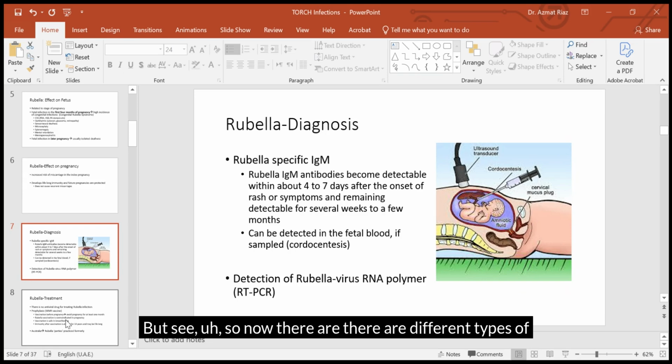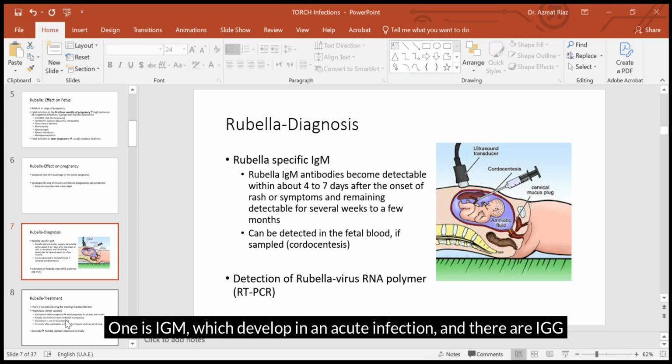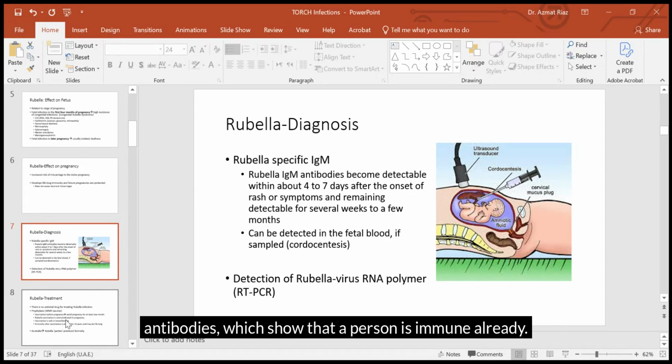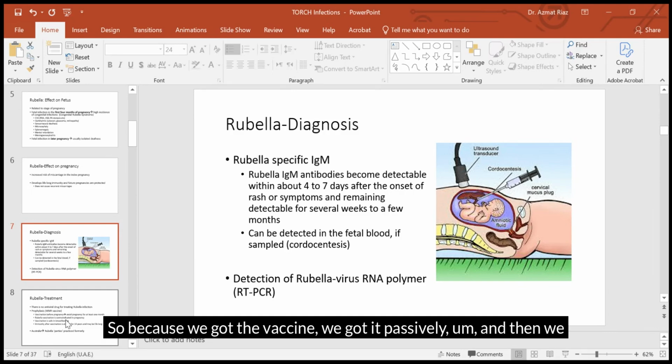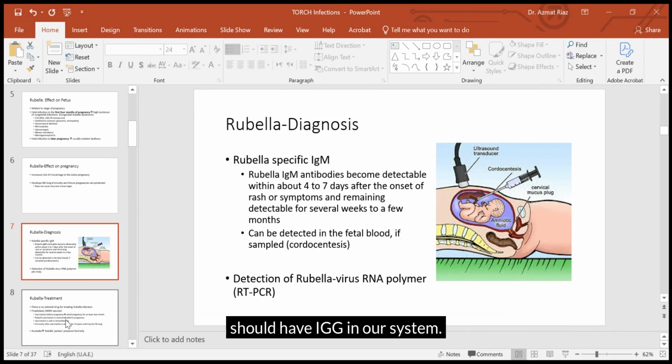It's by serology. Serology means taking blood samples and looking for antibodies. There are different types of antibodies, and we will talk mainly about two. One is IgM, which develops in an acute infection, and there are IgG antibodies, which show that a person is already immune. For example, almost everyone got the corona vaccine, so once we get the vaccine, we should have IgG.